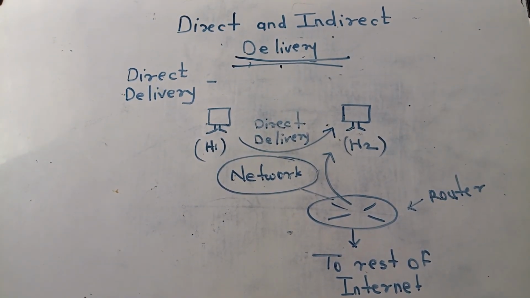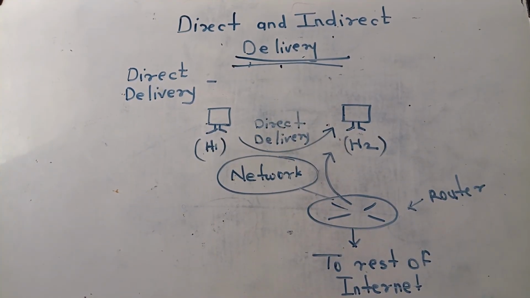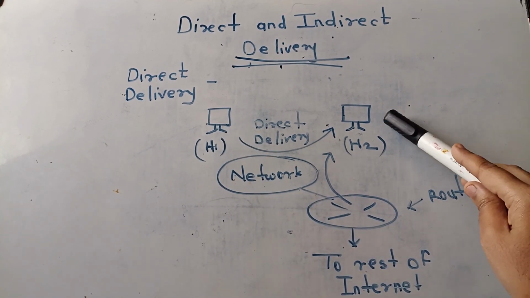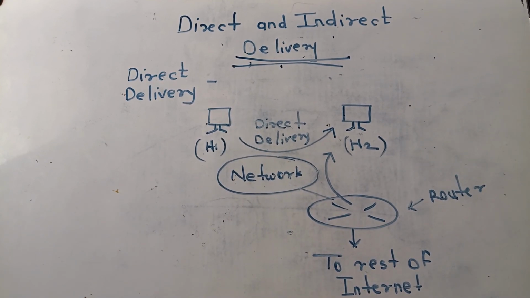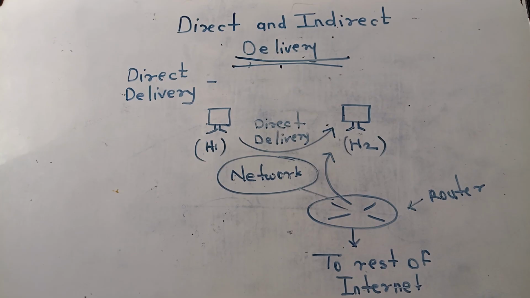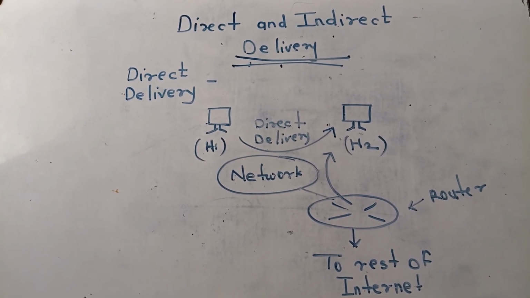First we will see what is meant by direct delivery. This is the overall diagram of direct delivery. This is host one, or device one. Then this is a second computer, device or host. And here is a network, and this is a router. This is the whole diagram. Let's understand one by one what the diagram explains.